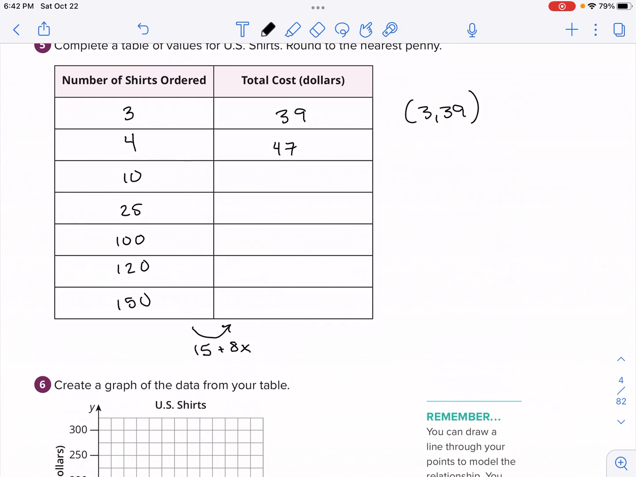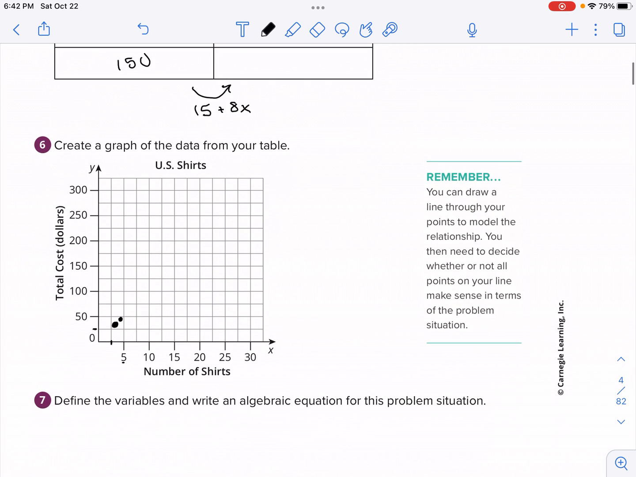All right. Let's go to 10. This one we did do on number 1B, right? So 10 shirts, we multiplied it by 8, which is 80. 80 plus 15 is 95. Let's graph this one. (10, 95). So 10 to the right, 95 up. It's close to 100, but not exactly 100. Something like that.